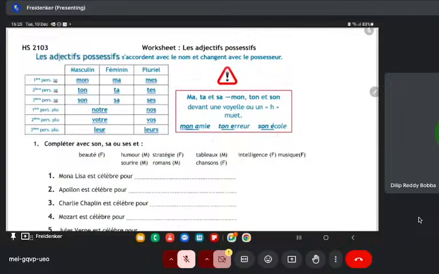École is feminine, but it's taking son because it's beginning with a vowel. Even before a vowel or a silent h. So even if an h is silent, for my hotel, hotel is already masculine, so you would only say mon hôtel. So fine.